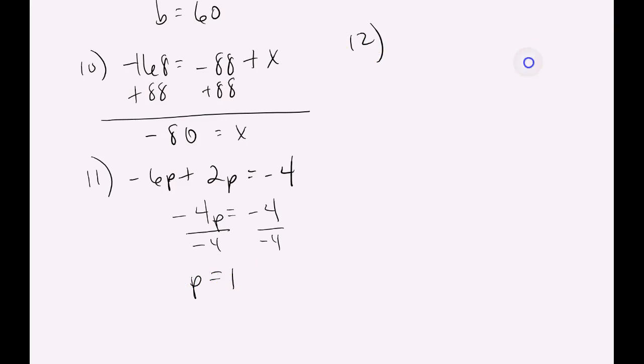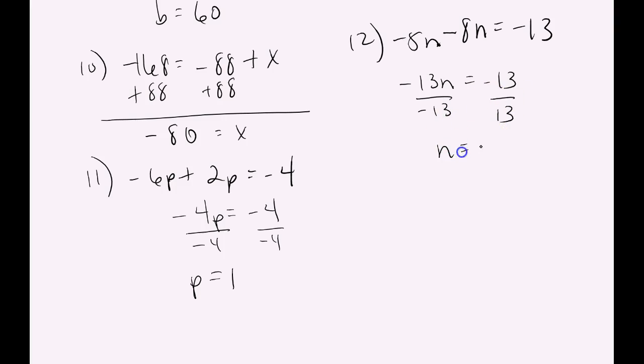Number 12, -5n minus 8n equals -13. Same thing, you want to put those together first, then divide by the number. Oops, +1? Yeah, +1. Okay, and then 13, let's see if this is getting any trickier yet.